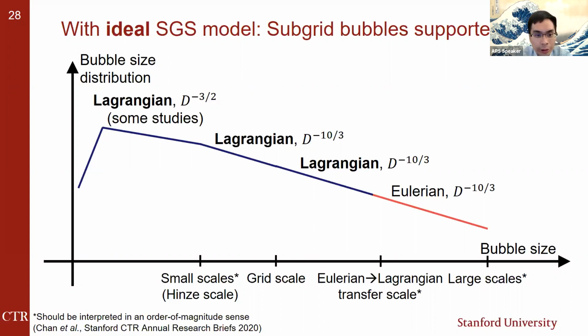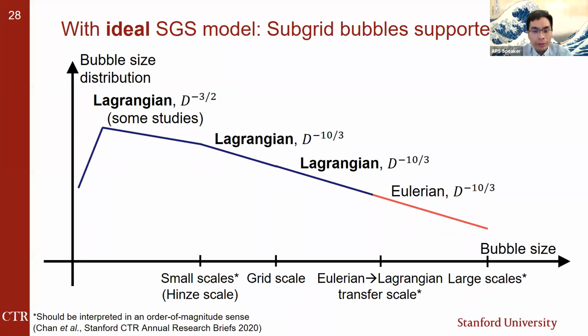Below the Hinze scale, there has not been a mechanistic explanation for the generation of these bubbles, but some studies, experimental and numerical, have seen this d to the negative 3/2 distribution. So you might expect to see this as well in an ideal subgrid scale model. And of course, eventually bubbles dissolve and the size distribution should drop off towards the left.